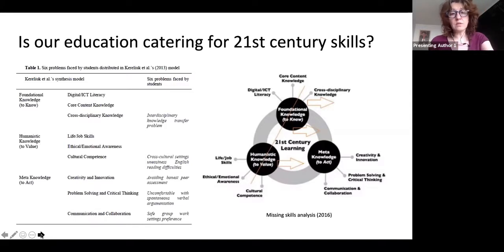If you translate all this from table 1 onto this model, actually what our students miss is from this line towards the right. So it's missing cross-disciplinary knowledge, cultural competence, creativity and innovation, problem solving, critical thinking, communication and collaboration. What we have managed to deliver was core content knowledge, digital and IT literacy, life and job skills, and even ethical awareness. But this part on the right was missing.